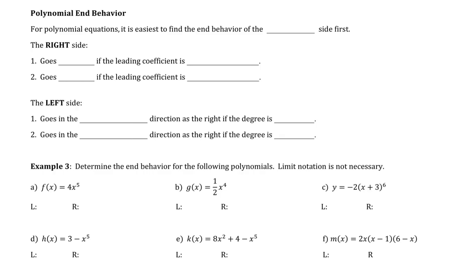Okay, for polynomial equations, it's easiest to find the end behavior of the right side first, meaning that we're going to move from left to right. We're used to that. So if we go up, that means I have to have a positive leading coefficient. If I go down, I have to have a negative leading coefficient.